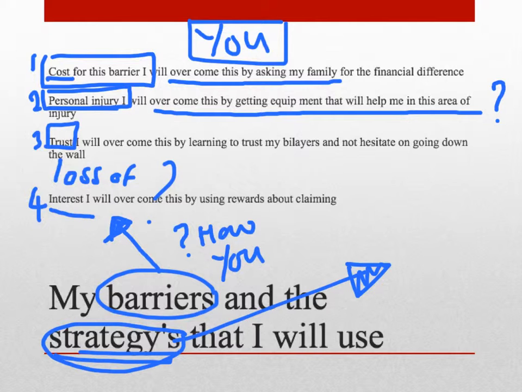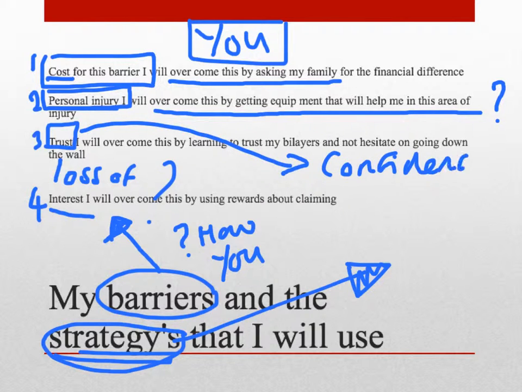Trust. "I'll overcome this by learning to trust my belayers and not hesitate on going down the wall." Is trust a barrier? Is that confidence? Try and be as specific as possible. Again, why? Why is it an issue for you? How is it going to stop you from doing activity? And then talk about how you're going to overcome it.